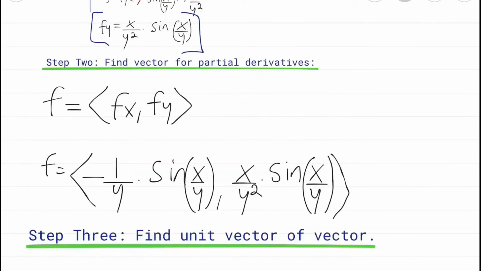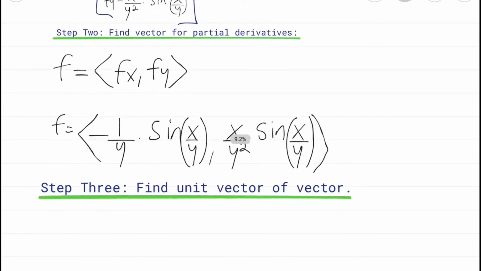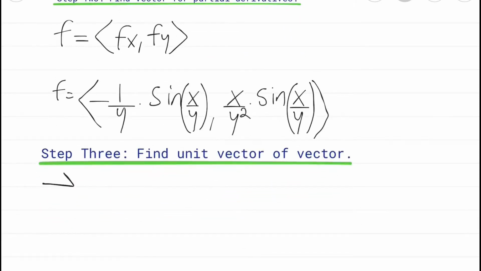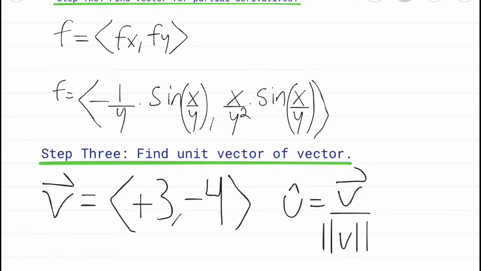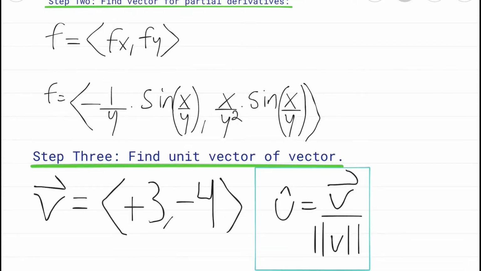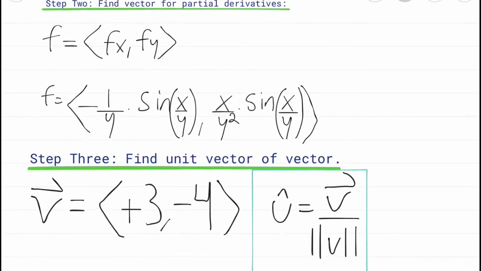But now that we have that, what we're going to do is find the unit vector of this vector. So our vector was positive 3, minus 4, and we know the formula for a unit vector. If you don't know how to find unit vectors, I have a video on that. But anyways, this is the formula. It's the vector divided by its magnitude.